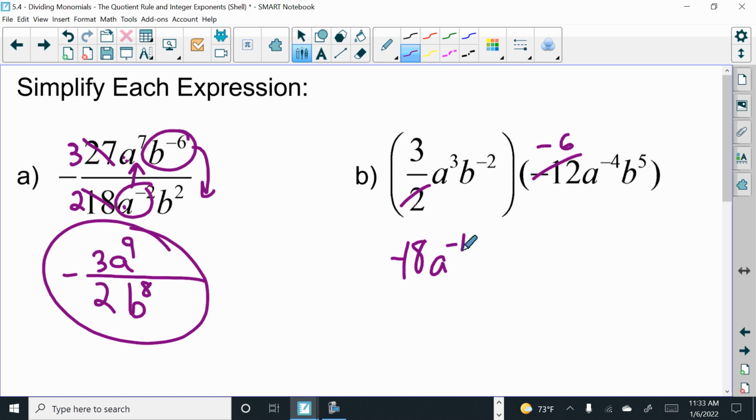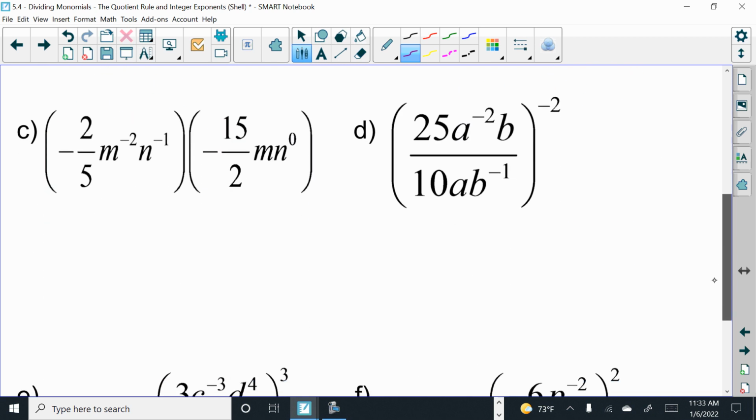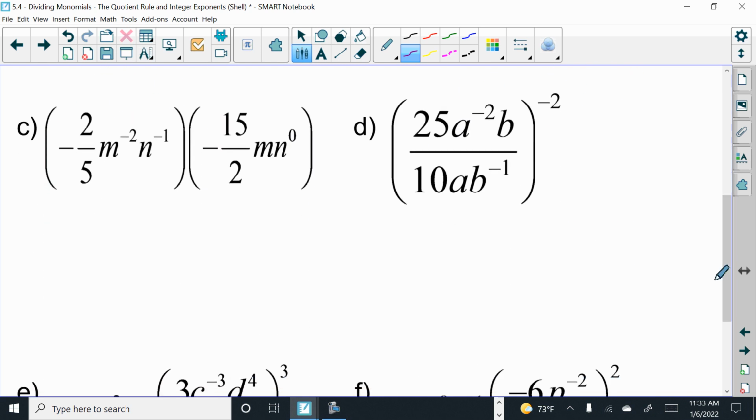And then b to the negative 2 times b to the 5th. When you multiply the same base, you add the exponents. That's b cubed. So then my final answer will be negative 18 b cubed over a. Why, Moto? Because I have to bring down that negative exponent. That makes sense? Yes, no, maybe kind of sort of. Yes. Promise? Yes. Okay.